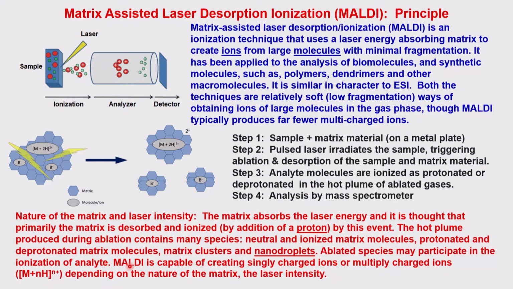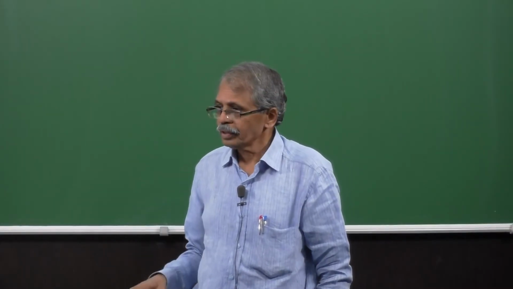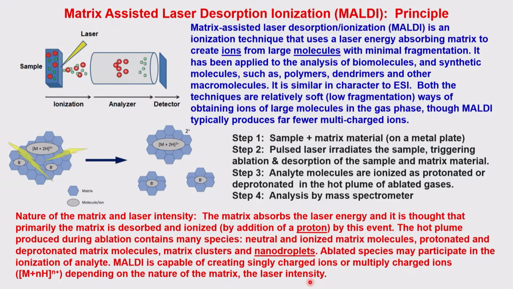So what is this dependent on? The desorbed species and ionized species are all dependent upon the nature of the matrix that you're choosing and the intensity of the laser that you're choosing. Okay, the matrix absorbs the laser, not your molecule, and that energy is transferred to desorb the whole system. That is where the thing is. And the desorbed material will have neutral species, ionic species, some non-dissociated aggregated species, their ions, and the matrix species, clusters, all these kinds of things.